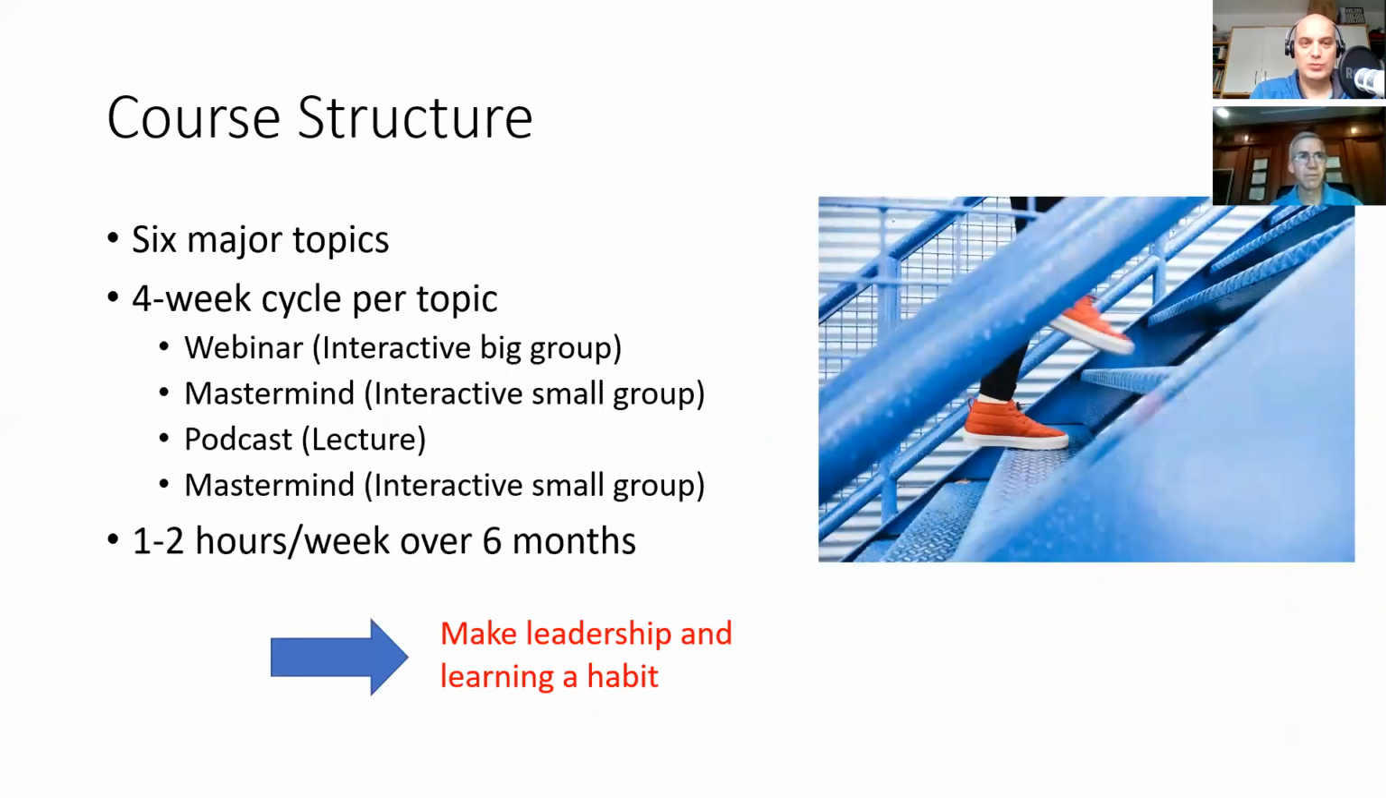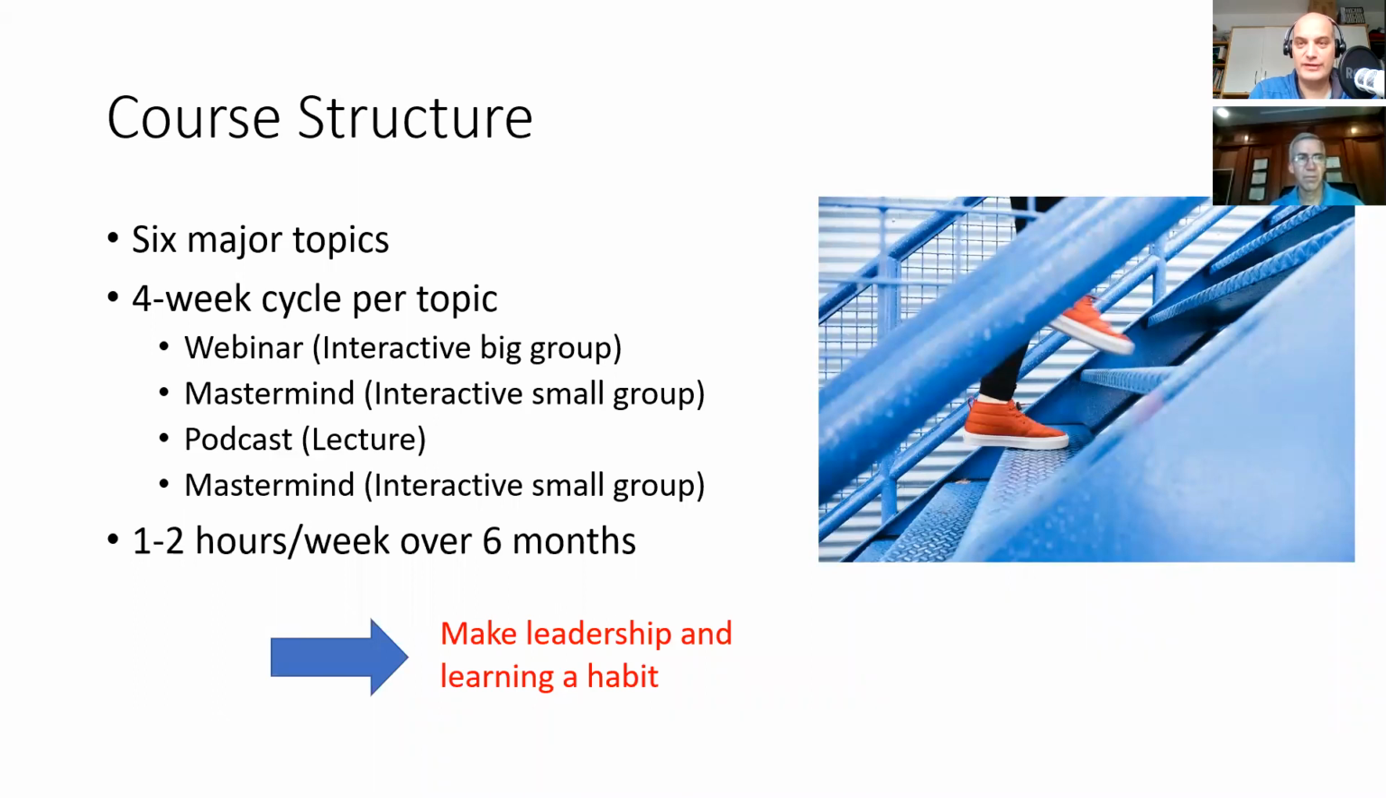So what does the course look like? We have 6 major topics that we talk about in the course, and for each of these topics we go through a 4-week cycle. In the first week, we start by giving a webinar to introduce the topic and to have a Q&A about the topic, so that you get a good understanding. Then in the next week, we go into a mastermind group.